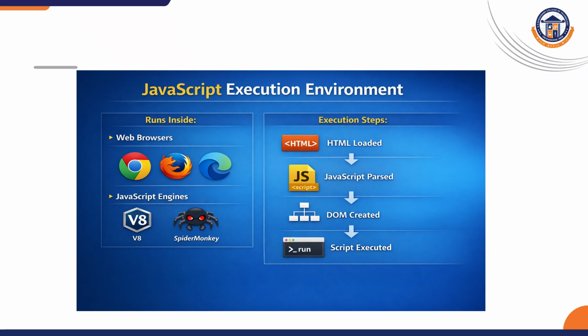The execution steps. First, HTML loaded. The browser loads the HTML file. Second, JavaScript parsed. JavaScript code is read and checked for errors. Third step, DOM created. The browser converts HTML into DOM. DOM means Document Object Model. DOM allows JavaScript to access and change the elements. Fourth step is script executed. The JavaScript engine runs the code line by line. UI updates, events, and validation happen here.